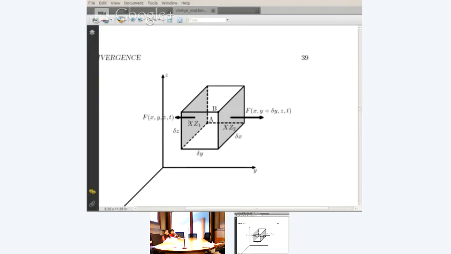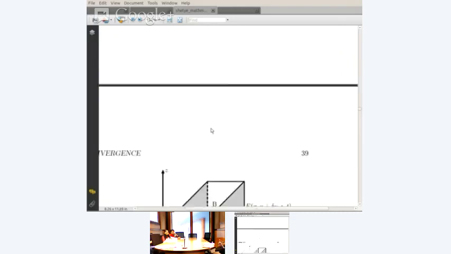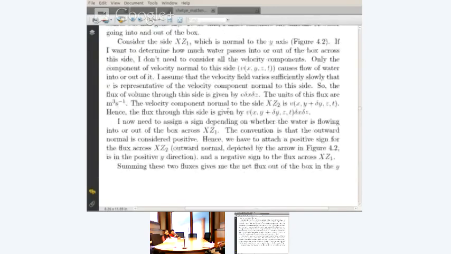Because v is nothing but delta y by delta t. So it's the amount of volume that is going in through this space. And that's all that's stated here. V of x, y, z, t causes flow of water into or out of it. The units of this flux are meter cube per second, because v is meter per second, and delta x and delta z are both in meters.